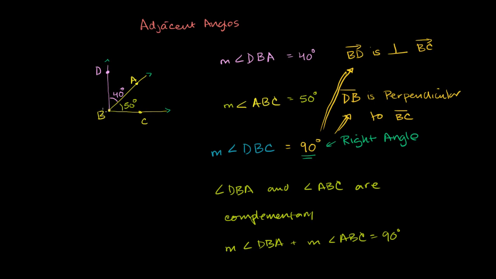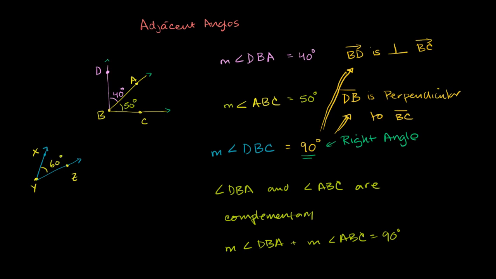Now, we have other words for when two angles add up to other things. So let's say, for example, I have one angle over here. Let me put some letters here so we can specify it. So let's say this is X, Y, and Z, and let's say that the measure of angle XYZ is equal to 60 degrees.